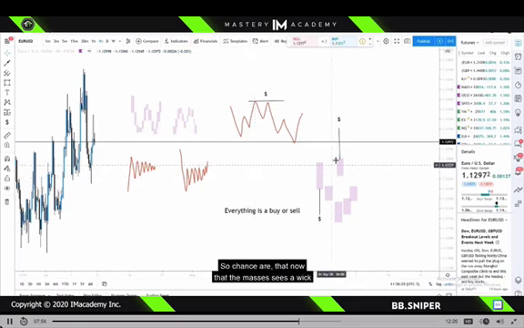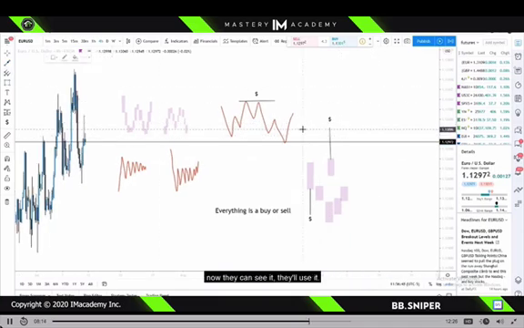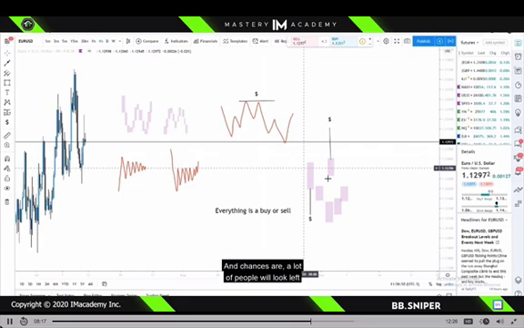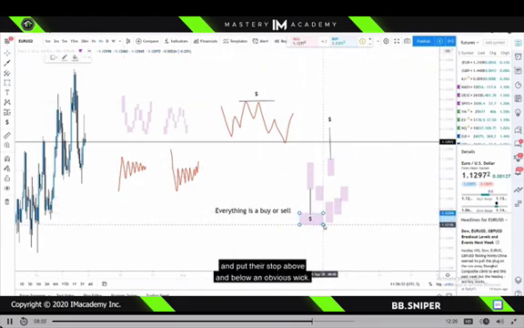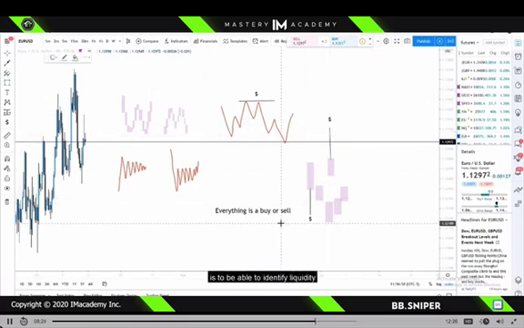Okay, so chances are that now that the masses see a wick, because psychology wise, no one believes the move to be true until it does it. Until you can actually see physically a candlestick in that area, no one believes it to be true. So now that there's been a wick created, now they can see it, they'll use it, and chances are a lot of people will look left and put their stop above and below an obvious wick. And I mean a super obvious wick. And so this lesson right here is to be able to identify liquidity, because we like to use liquidity just like the big players do to get our positions.